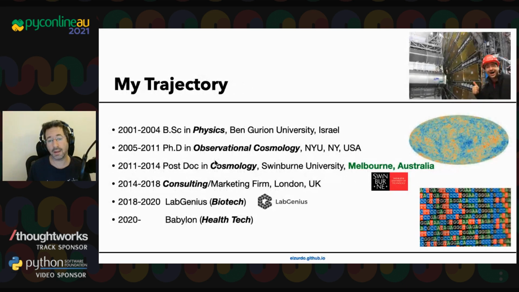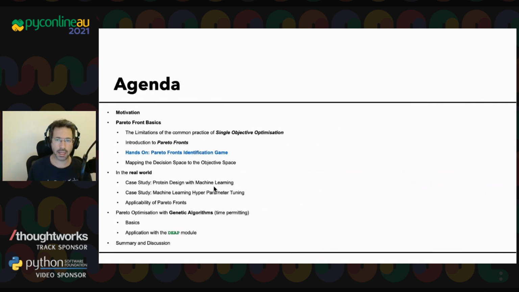So just a bit about myself. Thank you for the introduction, Javier. I currently work as a data scientist in health tech. As Javier said, I spent the end of my extensive academic career at Swinburne University in Melbourne, Australia, so I'm very glad to be at a conference in Australia. Most relevant for this talk is the 2 years I spent at LabGenius, a biotech company in which I learned the trade of multi-objective optimization in the context of drug discovery. So I'll show a use case from there.